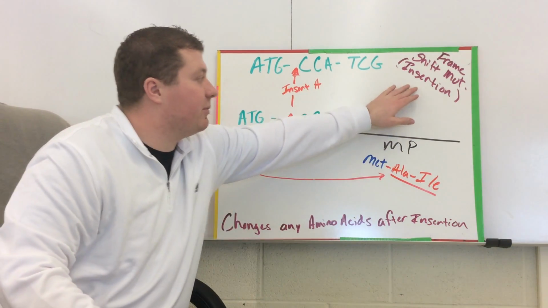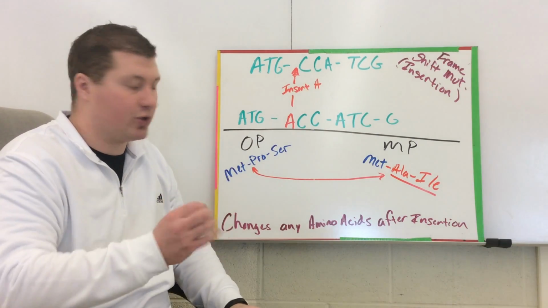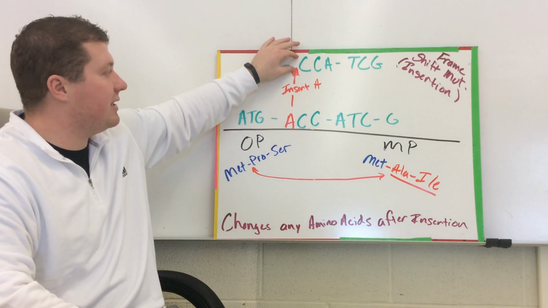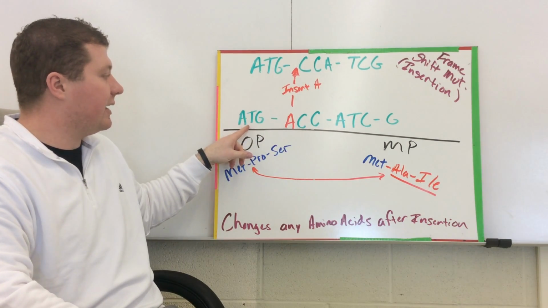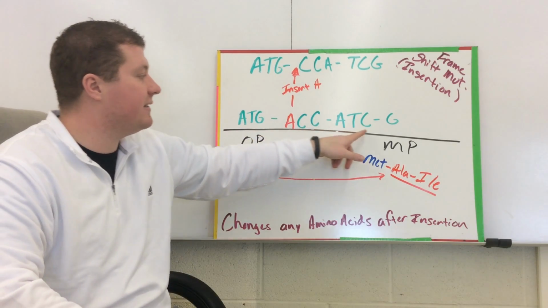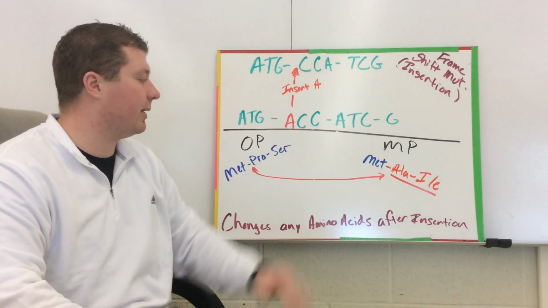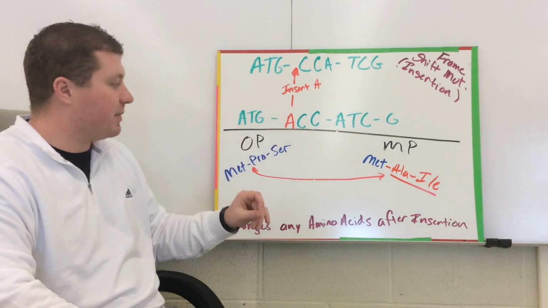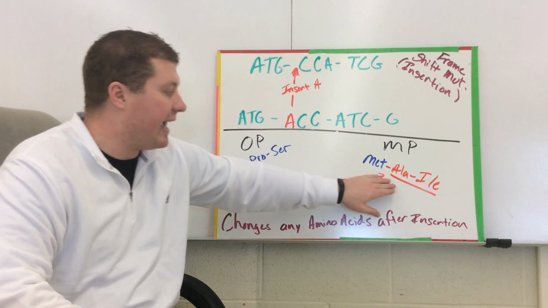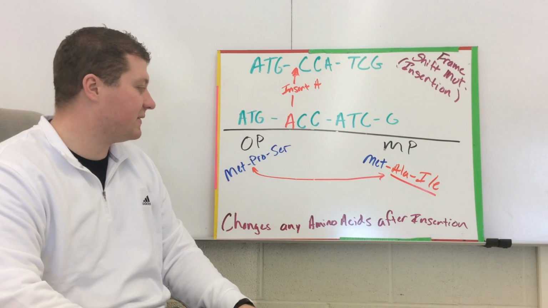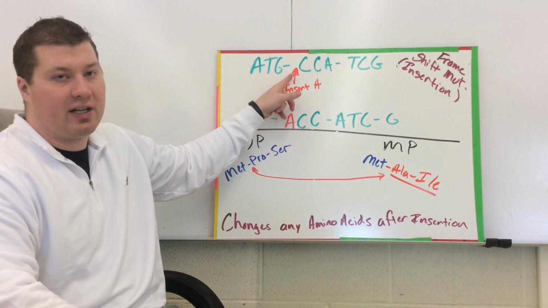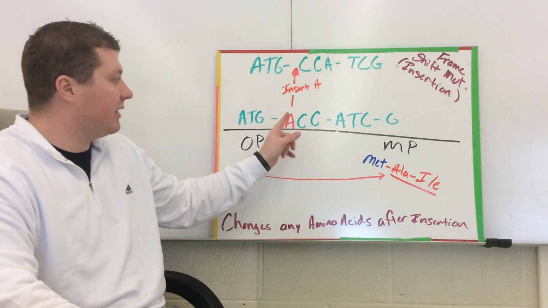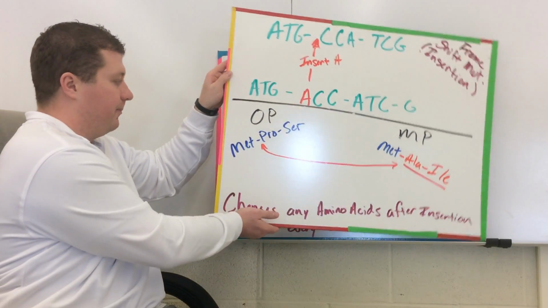Our next one is called a frameshift mutation, and it's an insertion, or an inserted letter. We take our original DNA strand, and an A gets inserted right here before the C. So our mutated strand is ATG, ACC, ATC, and G, which is quite different than our original one. Our original protein would still be Met-Pro-Ser, but our mutated protein would be Met-Ala-Tyr for the amino acid sequence. By this A getting inserted here, it changes everything down the line. So this changes any amino acids after the inserted letter.